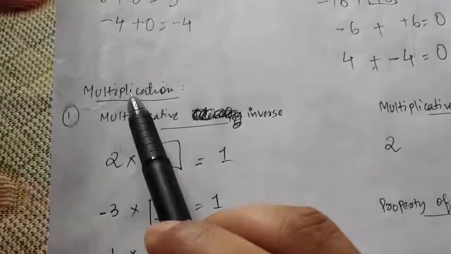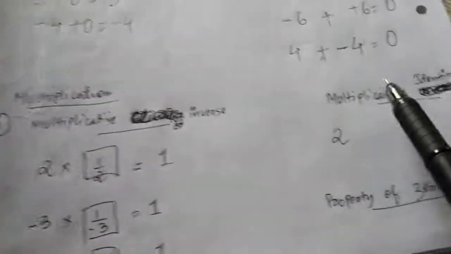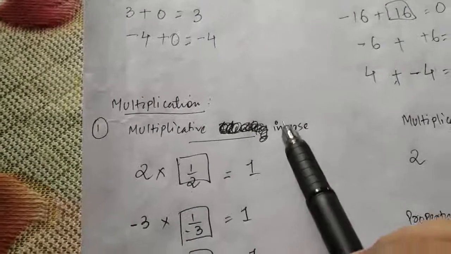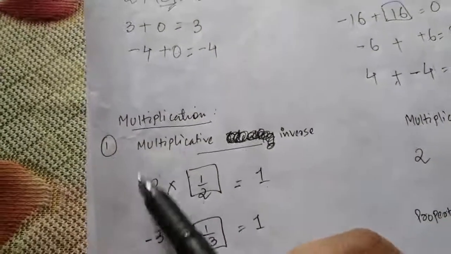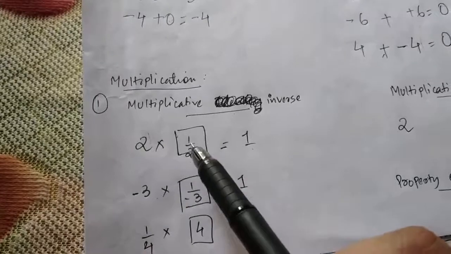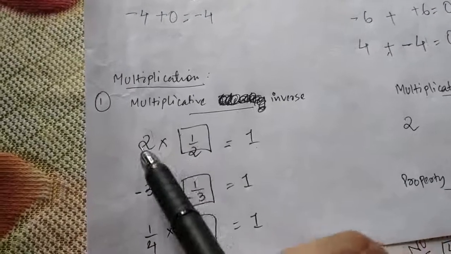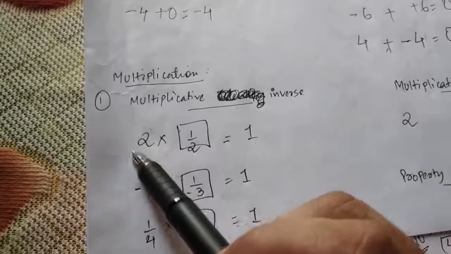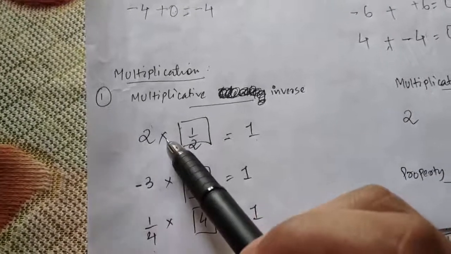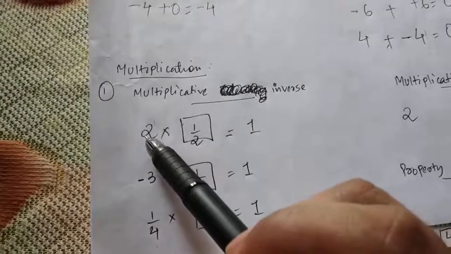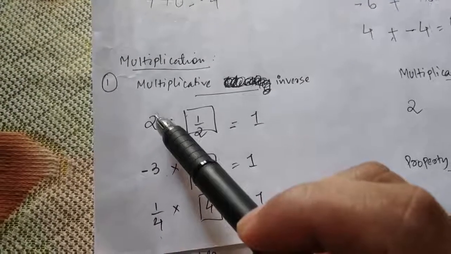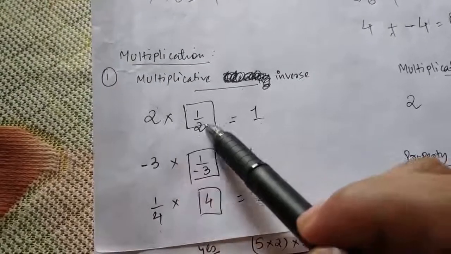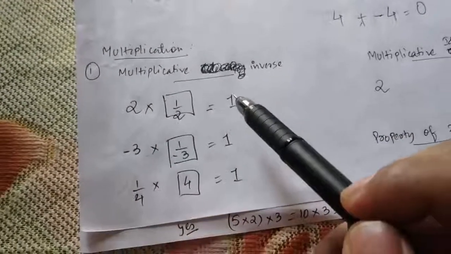Okay, so for multiplication we have multiplicative inverse, multiplicative identity and property of 0. Now multiplicative inverse: with a given integer we have one more integer such that when these two integers are multiplied we get the answer 1. So if the given integer is 2, we multiply with the reverse of this 2, that is 1 by 2. Then when we multiply both, we get the answer 1.